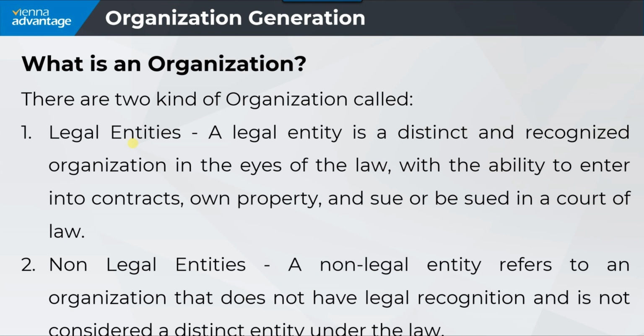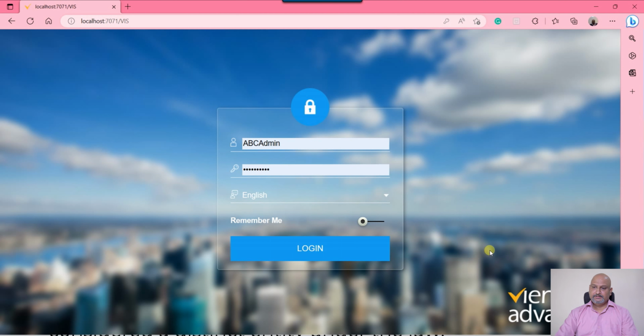While non-legal entities refer to an entity that doesn't have legal recognition and is not considered a distinct entity under the law. So enough chit chat, let's move on to the system and generate the legal entities and the non-legal entities in the Vienna Advantage ERP system. You need to log in to the system. I have already entered my credentials, so we are logged in with ABC admin, which has administrative rights.